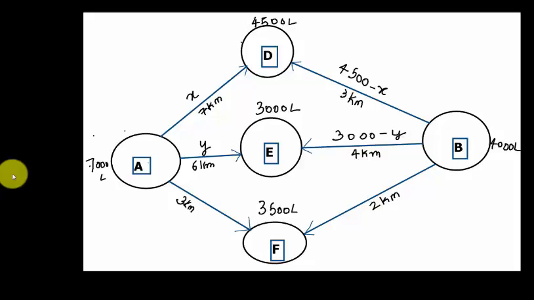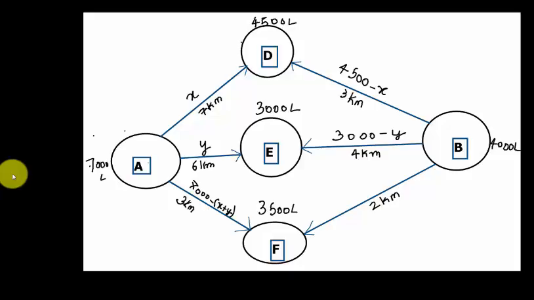Okay, now let's see what is left out in A. If you have transported X here and Y here, what is left out here will be 7,000 minus of X plus Y, and you're going to be transporting all of that to F.